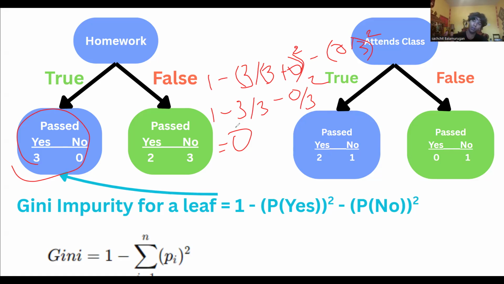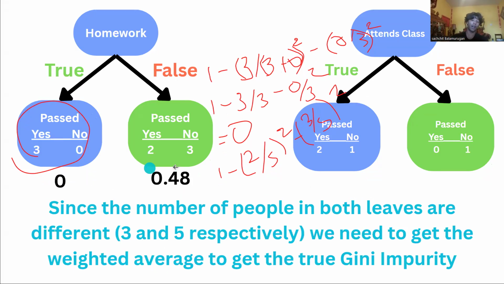Now we do the same thing for the right leaf. We do 1 minus the probability of yes, which is 2/5, squared, minus the probability of no, 3/5, squared. You get your value, and let's see what I got. You get a value of 0.48. That's how it works.